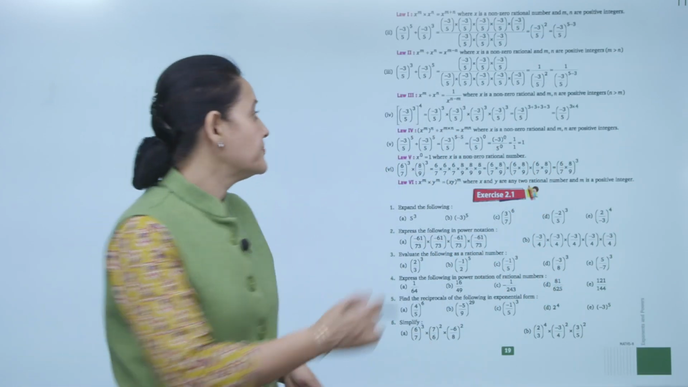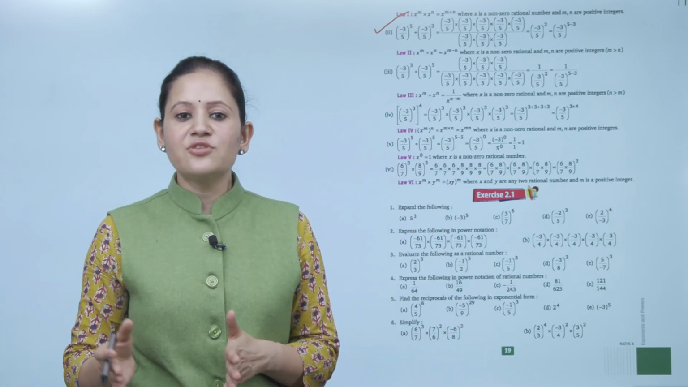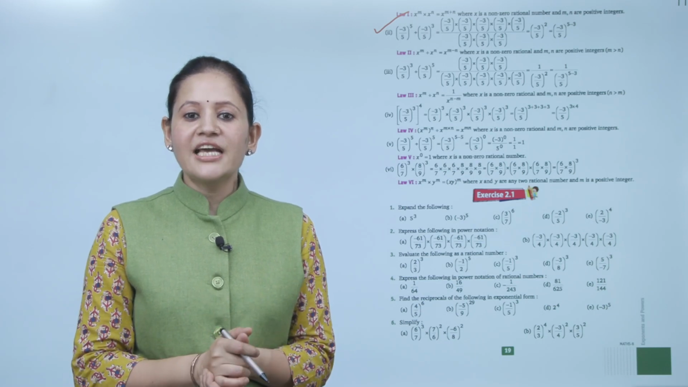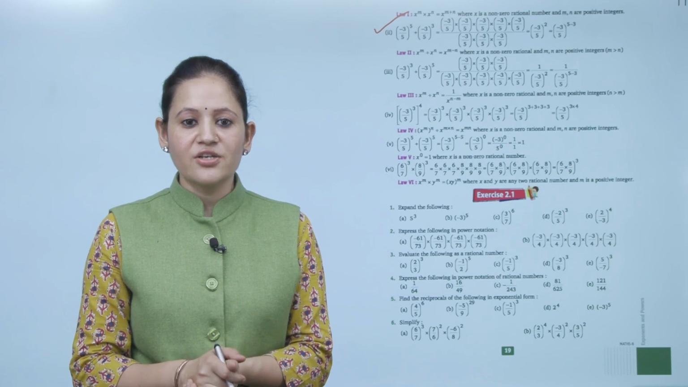So law 1: x to the power m into x to the power n is equal to x to the power m plus n, where x is a non-zero rational number and m and n are positive integers.